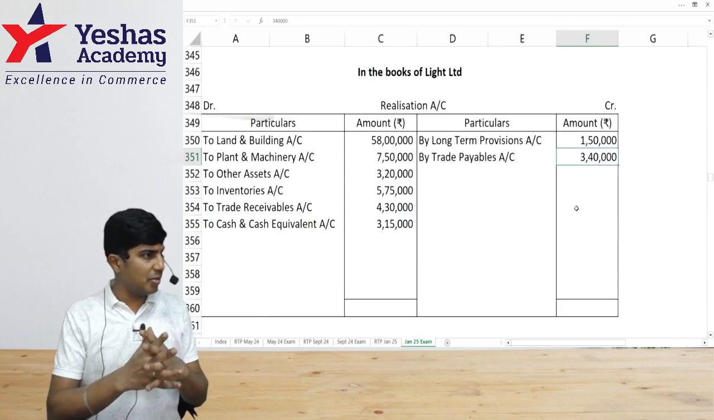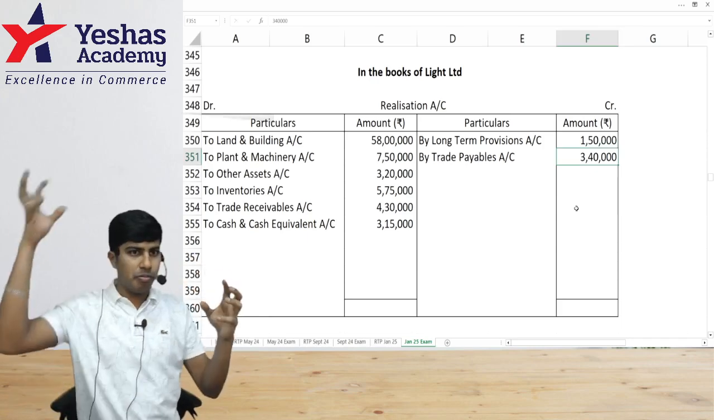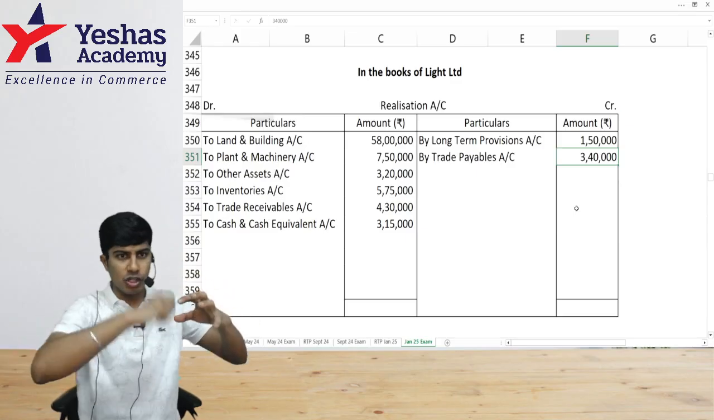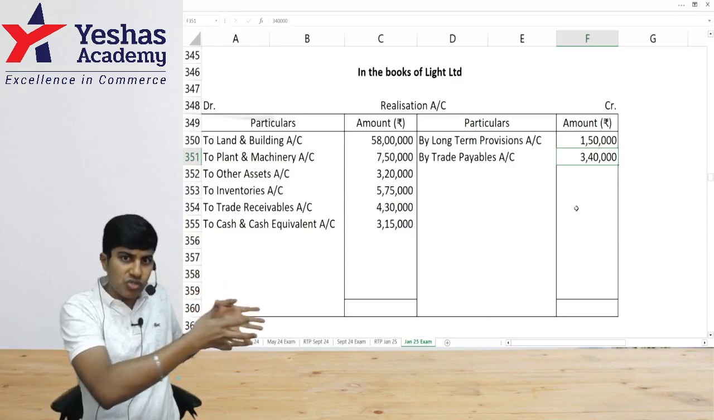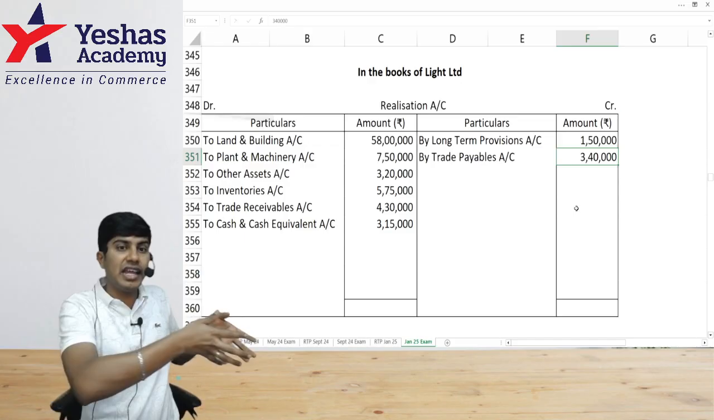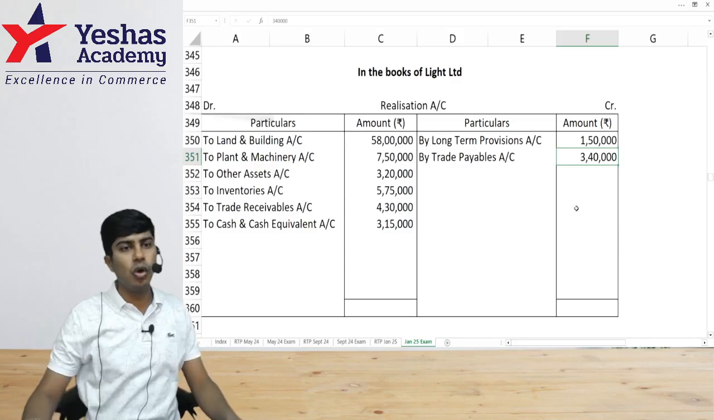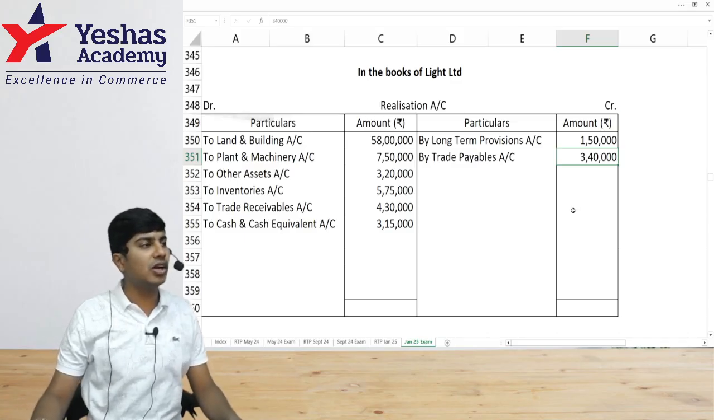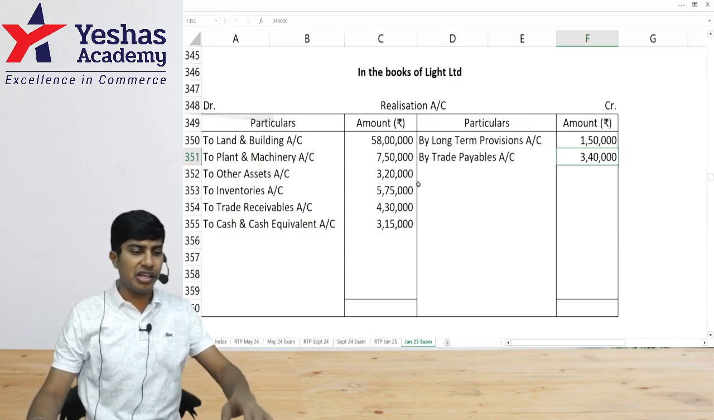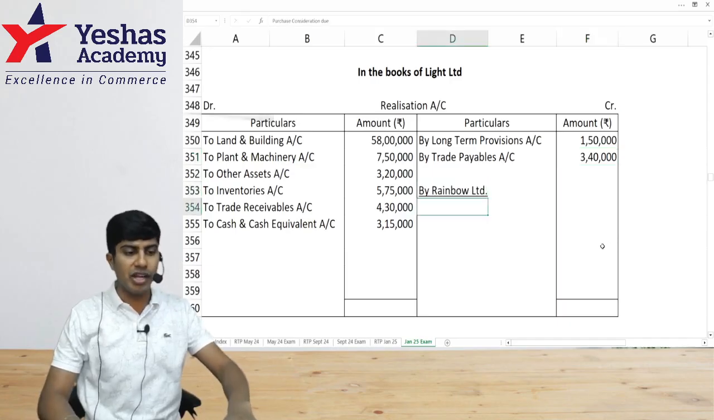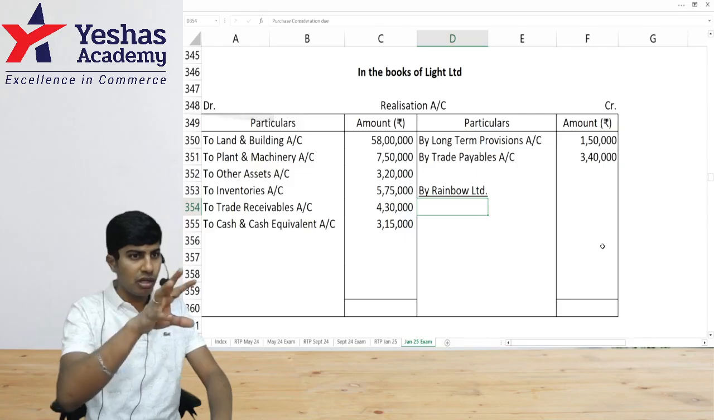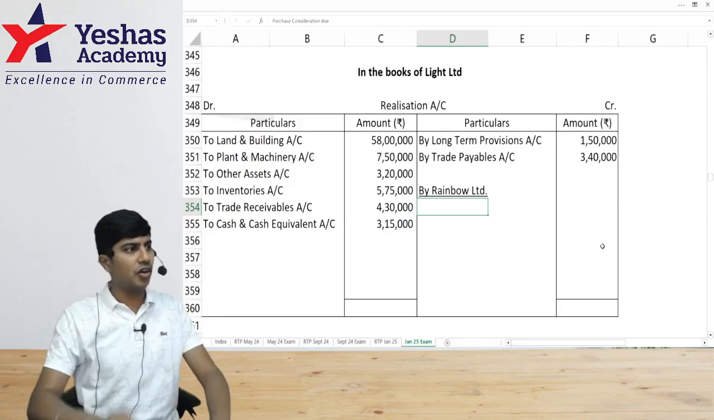Once all the assets and liabilities are transferred, you remember the story. Pack the assets, pack the liabilities into the box. Give the box to transferee company. Box is realization. Box is going out. Credit realization, debit Rainbow. So journal entry is Rainbow Limited account debit to realization. In realization account, I will write by Rainbow Limited.